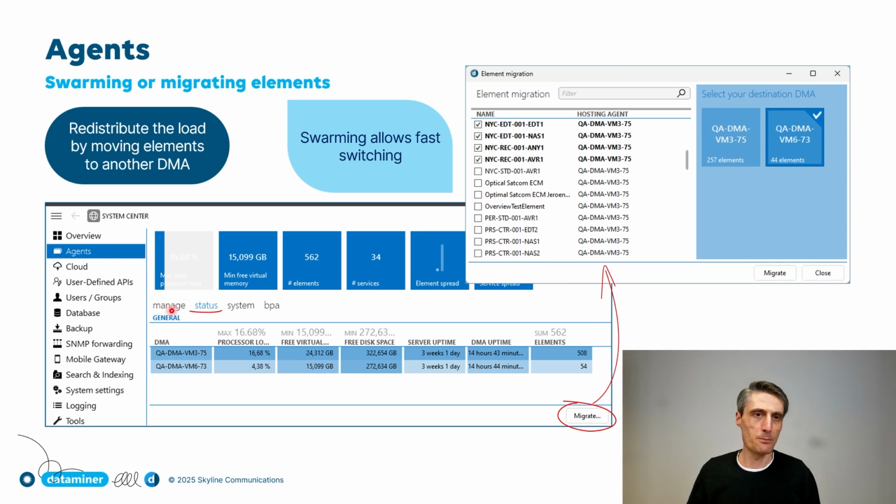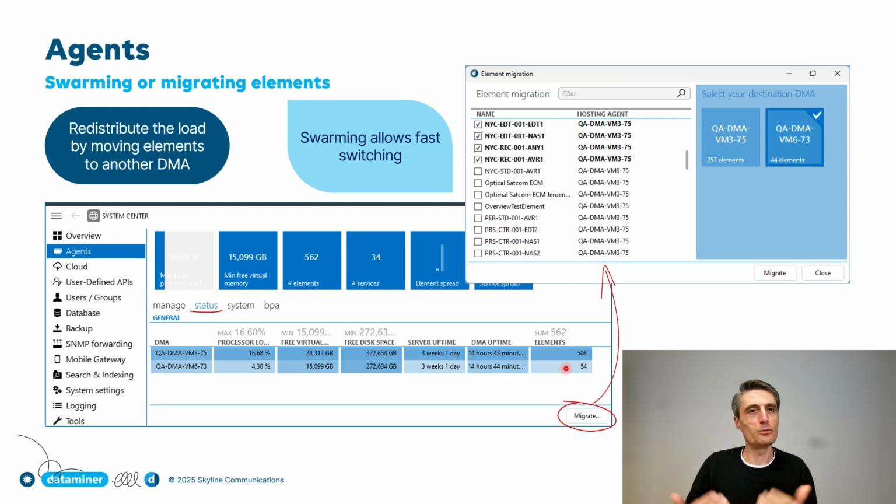So we were first on the manage page where we were able to upgrade our DataMiner agents and see the details of a DataMiner agent. On the status page, you can see your DataMiner agents and the status in terms of how much CPU they are using, the free virtual memory, free disk space, how long the server is up, how long the software is up, and how many elements are on there. Is this nicely balanced? You can see the first node has like 500 elements, while the second one only has like 50 elements or so.